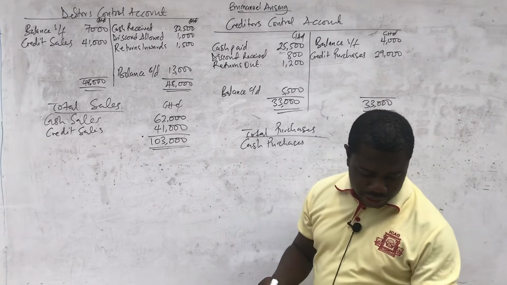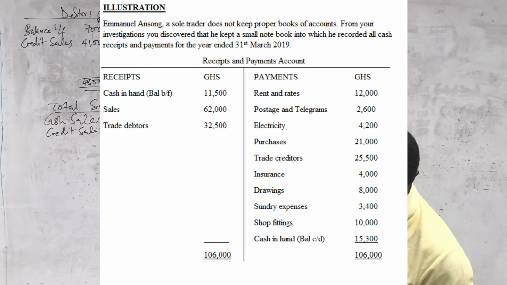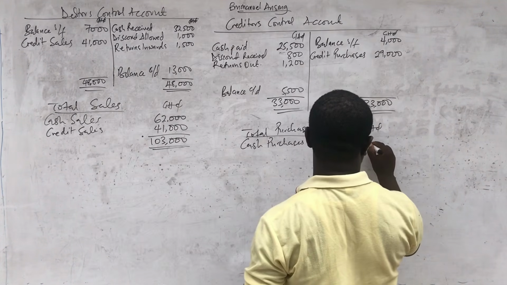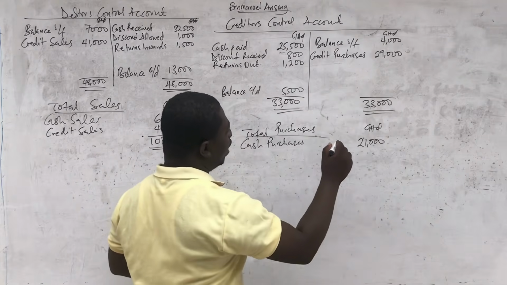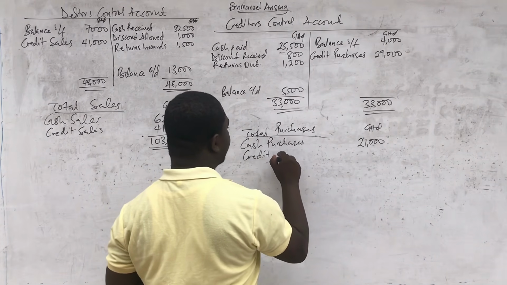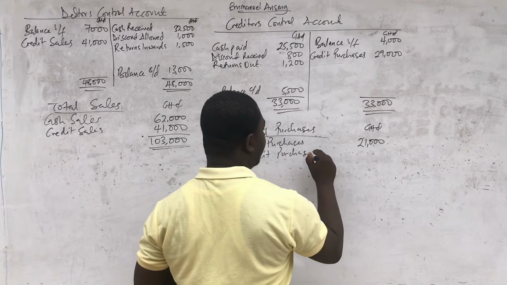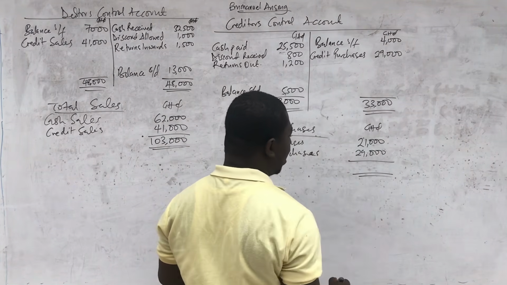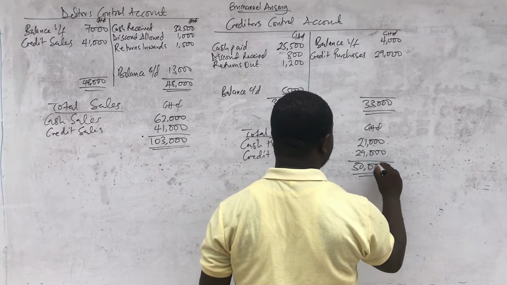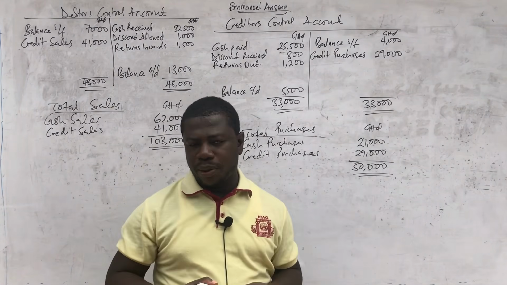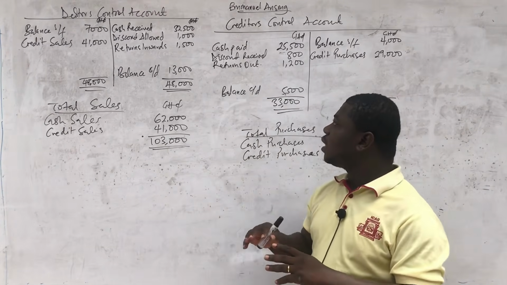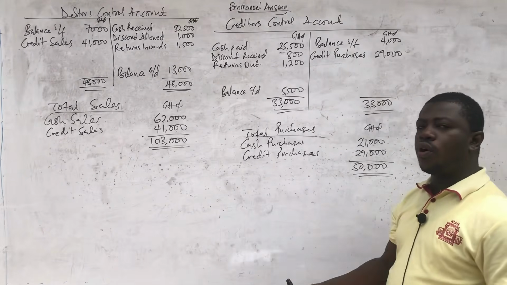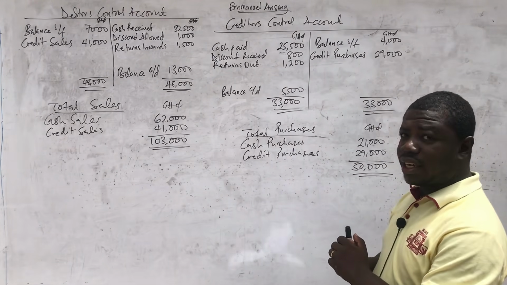So cash purchases from the question is 21,000. So 21,000 for cash purchases, and then our credit purchases will add up at a value of 29,000. So when we are done, we add it up and we have 50,000 as our total purchases. So this is how to go about the control account and finding the figure for sales or purchases. I believe understanding is achieved.